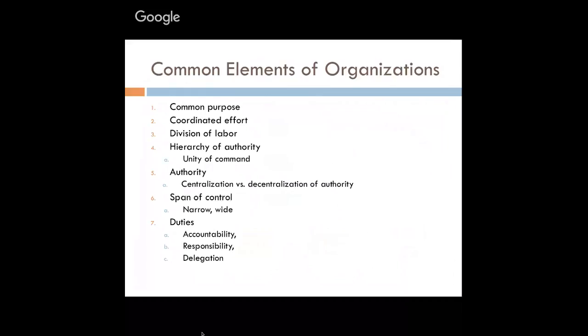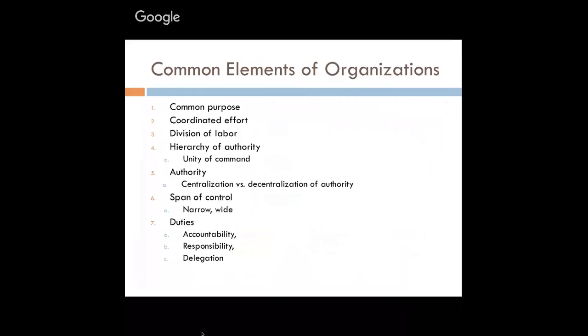If you worked in retail and every time you had a customer come to you with a return and you had to call in your manager or the supervisor to process that return, chances are it's very centralized authority. But if you were trained and given the free rein to make decisions on returns up to, a lot of companies do up to a certain dollar amount, that means it's a decentralization of authority.